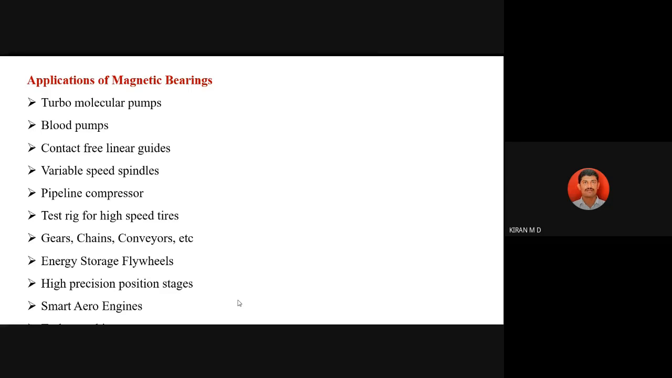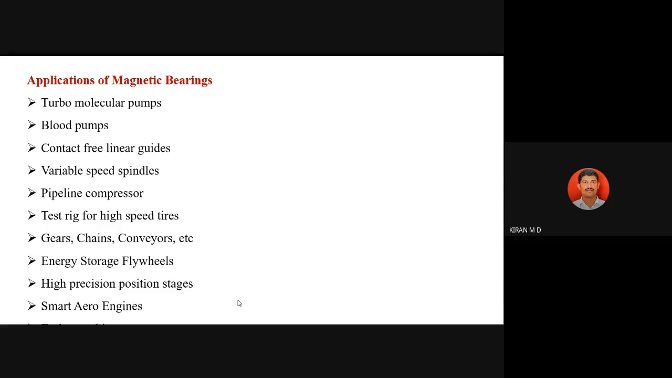Especially with hydrodynamic bearings, we can't use them for all speeds, because the pressure development inside the bearing depends on the speed, the viscosity of the lubricant, and the load you are applying. So we can't use such bearings in variable speed applications. But magnetic bearings are suitable for any speed. Pipeline compressors are also similar to pure substance transportation.